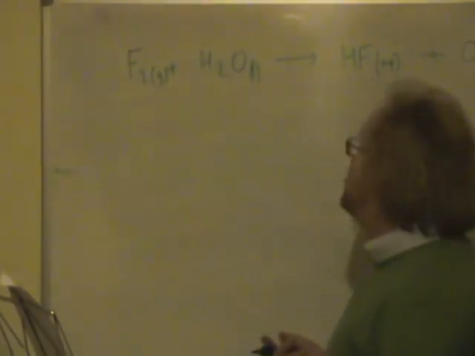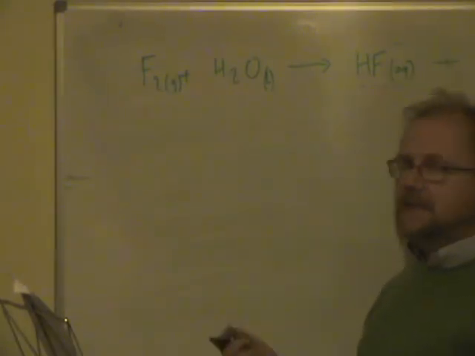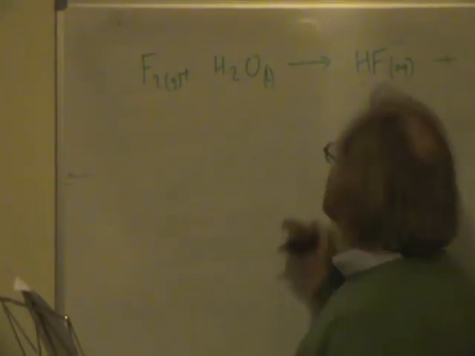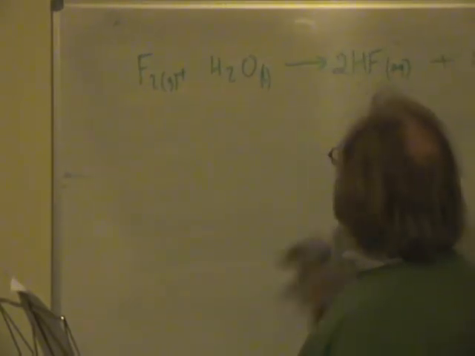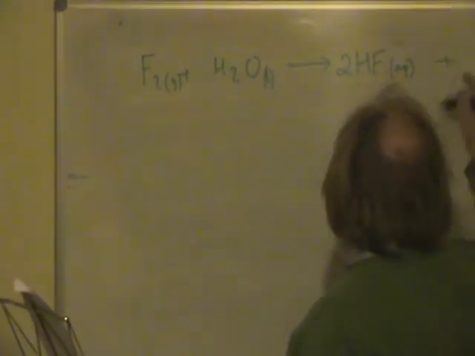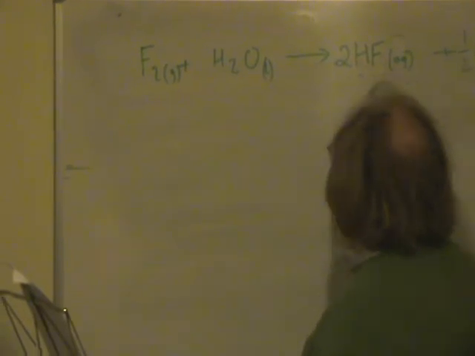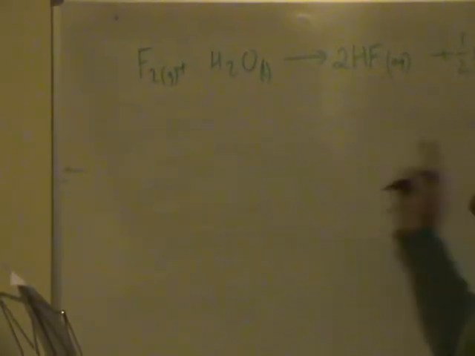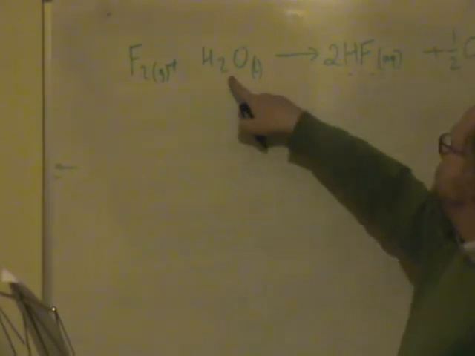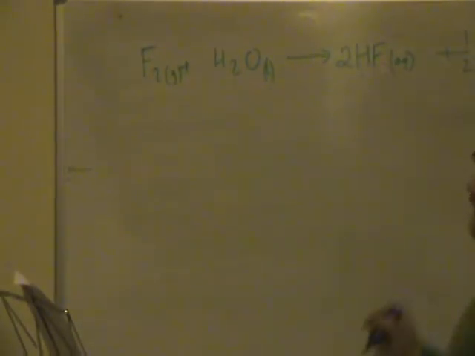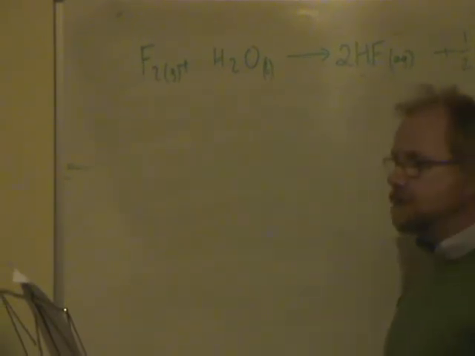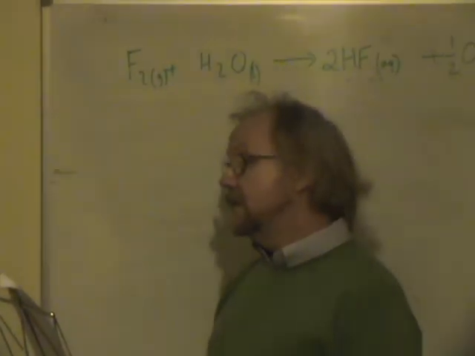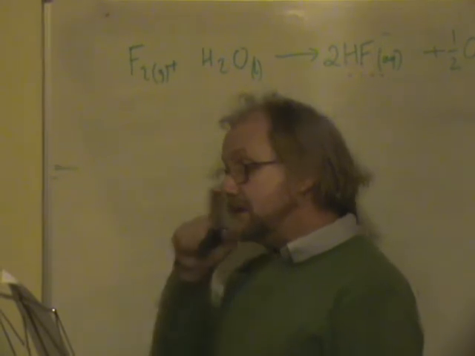That equation now needs balancing. Remember, never ever leave an equation unbalanced. So we've got 2 fluorines, 2 hydrogens, so 2 HF, only 1 oxygen, so we can only have a half an O2. If you don't like the half, you can have 2 F2s, 2 H2Os, give you 4 HF and an O2, and that would be fine as well. But there's no problem with half, so that would be the easiest way to do it. Only 1 mark for that, which was a bit mean.